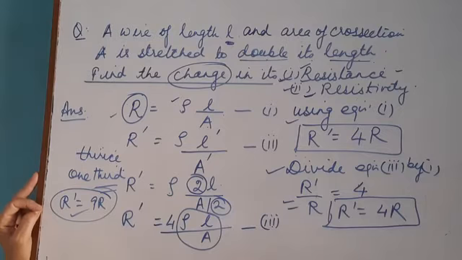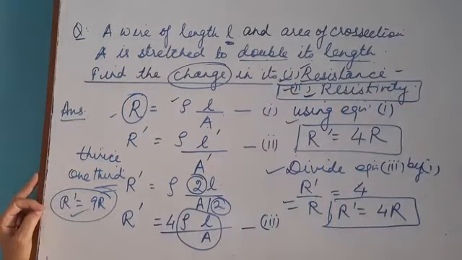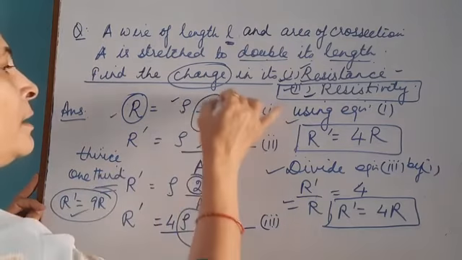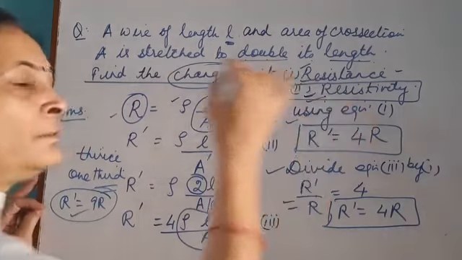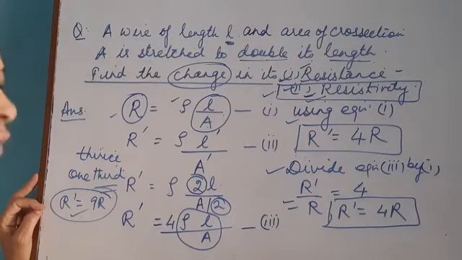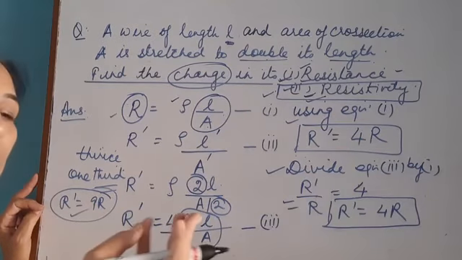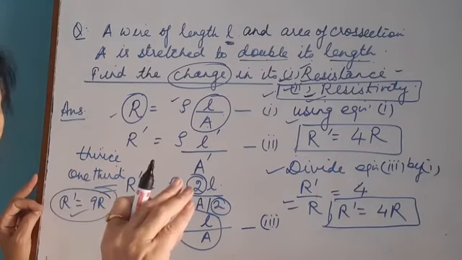The second part is resistivity. Resistivity is specific for a given unit length and unit area of cross section. So length and area of cross section do not have anything to do with the value of resistivity. The answer for the second part is that resistivity will not change. If length is changed, resistivity will not change. If area of cross section is changed, your resistivity will not change.